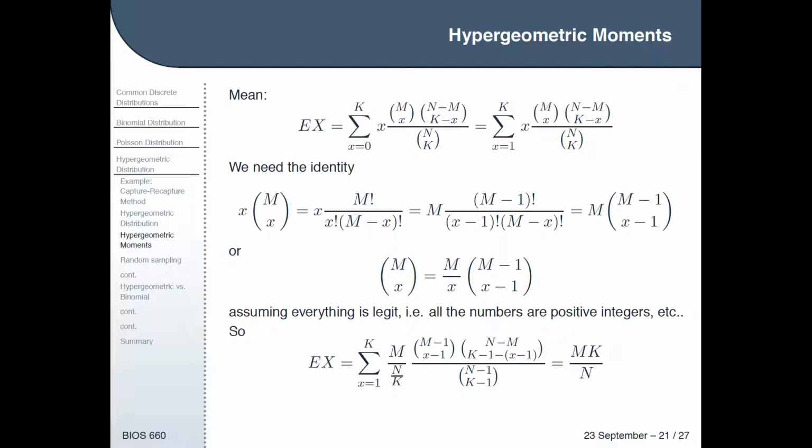If we pull the m over n over k out of the summation sign, we just end up with a sum over all the possible values of a hypergeometric distribution where there are m minus 1 tagged things in a population of size n minus 1. And so we end up with the expected value being equal to m over n over k, or in other words, m times k over n.